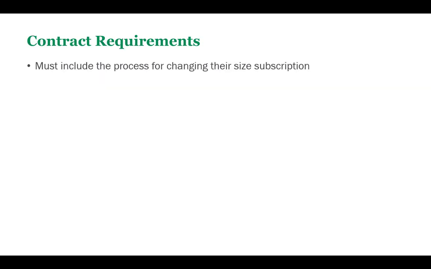Contract requirements. Project managers must include the process for changing their size subscription with the contract and disclose any fees associated. No fees may be imposed for reducing the size of a subscription for low-income participants. There are two separate explanations of renewable energy credits within the program implementation manual that must be included within the contract. The version is dependent on the size of the project.